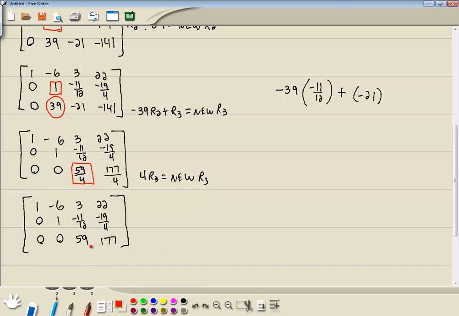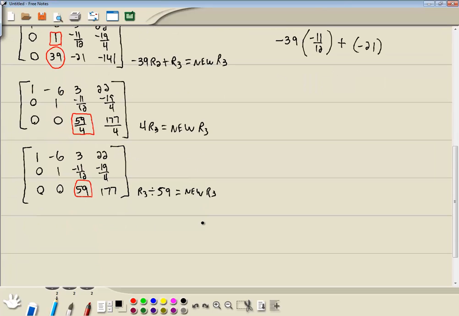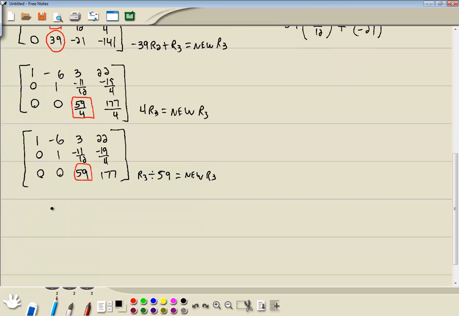Now, again, remember what we're trying to do is we're trying to get a 1 here. We're going to divide everything in row 3 by 59. So we'll take row 3, divide by 59, gives us our new row 3. And I think this actually might come out nice. I'm surprised. With these fractions, I figured it'd come out hideous. Maybe it still will, I don't know. 1, negative 6, 3, 22. 0, 1, negative 11 halves, negative 19 fourths.